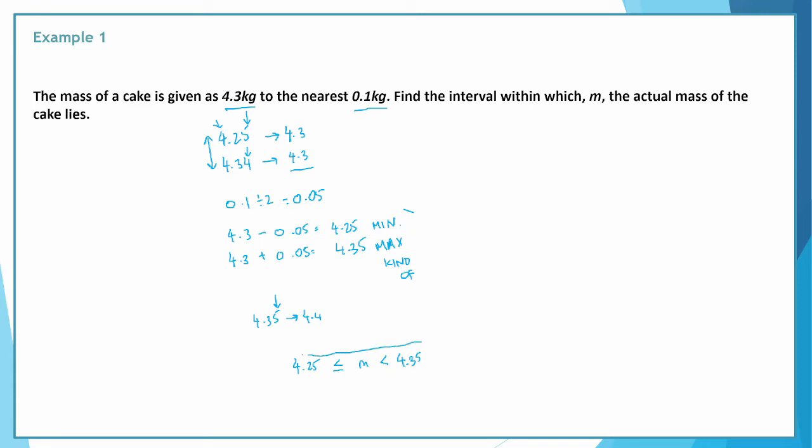And this here is the actual range that the cake can be. And that's what rounding error is. So even though we thought the weight of the cake was 4.3 kilograms, because it's rounded to that 0.1 kilograms, the actual weight of the cake can be any of these values here, and that would still look like the cake weighs 4.3 kilograms. So that's what rounding error is.